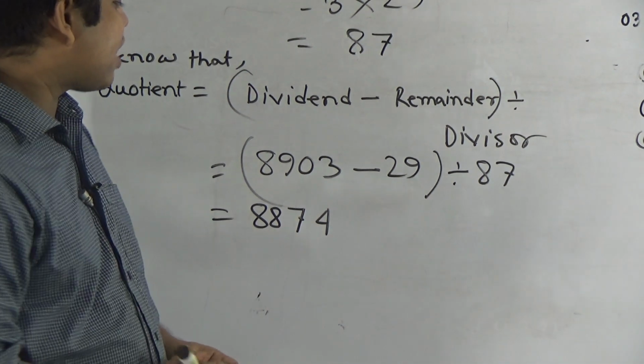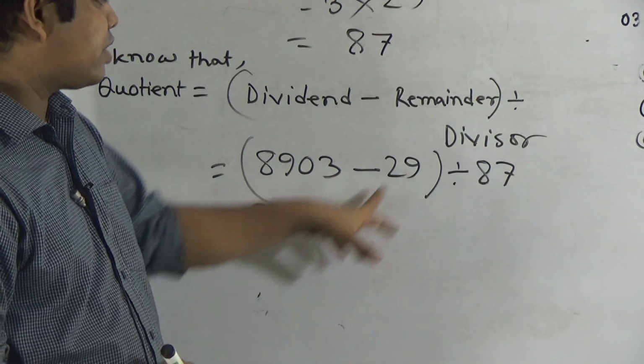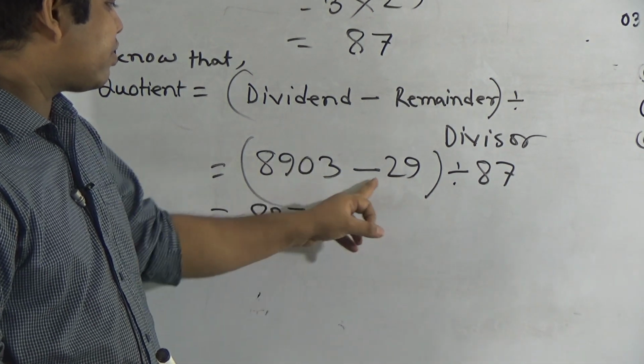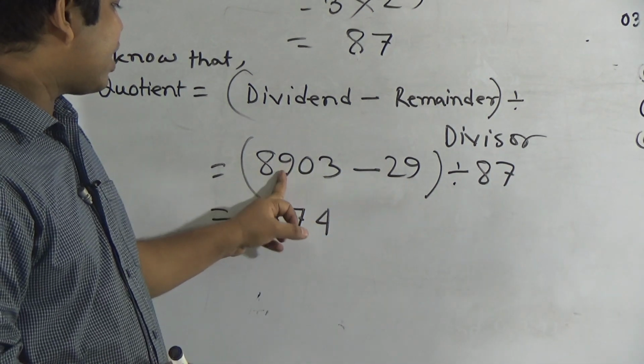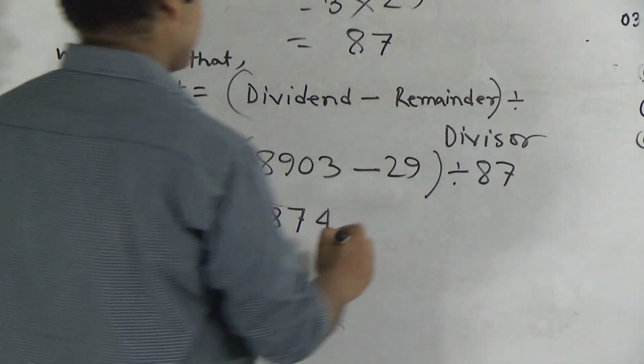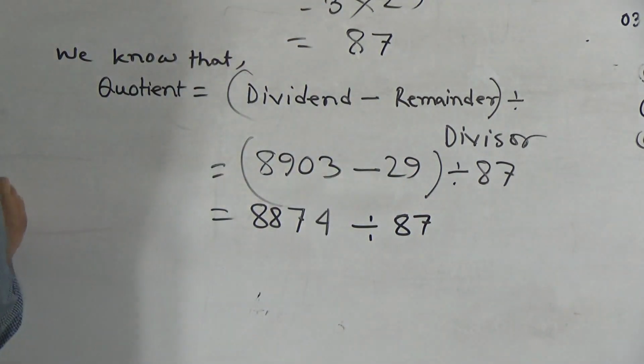So dear students, I do it again. 9 to 13, it will be 4. Carrying on, this one is added with 2, it will be 3. 3 to 10, 7. Carrying on, this one is added with here, and 1 to 9, it will be 8, and this 8 is placed here. After that, we divide this 8874 by 87. Okay. Now you write here.